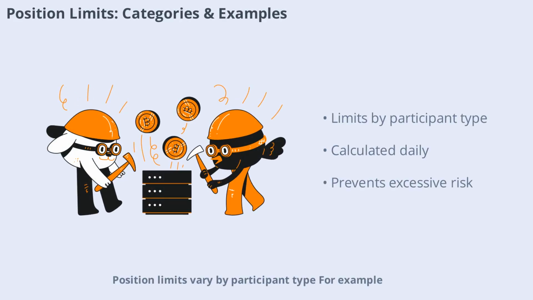Position limits vary by participant type. For example, trading members and institutional investors have higher limits, such as 15% of total open interest or a set currency amount, whichever is higher. Domestic clients and NRIs have lower limits, typically 6% of open interest or a smaller fixed amount. These limits are calculated daily based on the previous day's open interest, ensuring that no participant can accumulate excessive positions that might destabilize the market.